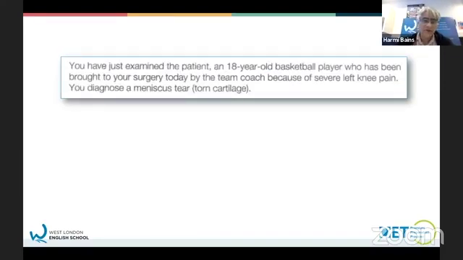Let's look at another example here. It says, you have just examined the patient, an 18-year-old basketball player who has been brought to your surgery today by the team coach because of severe left knee pain. You diagnose a meniscus tear. This is torn cartilage. Now, you've got to be careful here. Remember what I've just said. You're talking to a patient, not a medical professional, and you can see how they kind of tricked you here. Can you see, Kamala, how they kind of tricked you in this task?